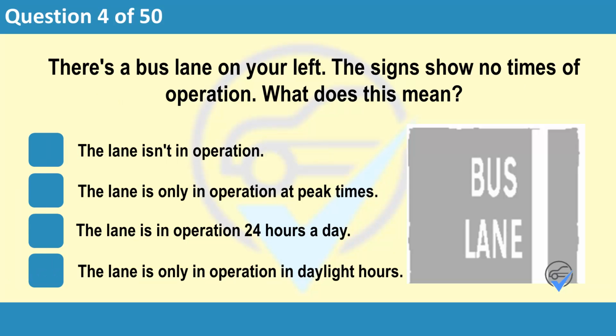There's a bus lane on your left. The signs show no times of operation. What does this mean? The lane isn't in operation. The lane is only in operation at peak times. The lane is in operation 24 hours a day. The lane is only in operation in daylight hours.